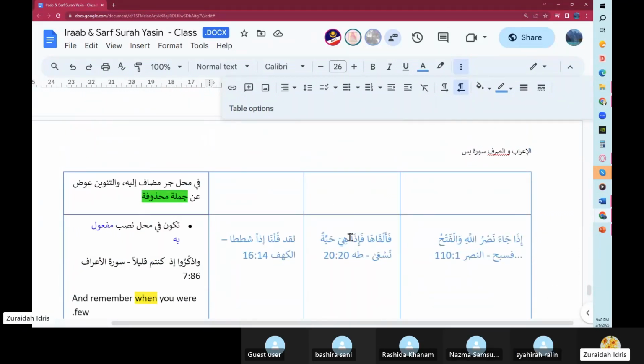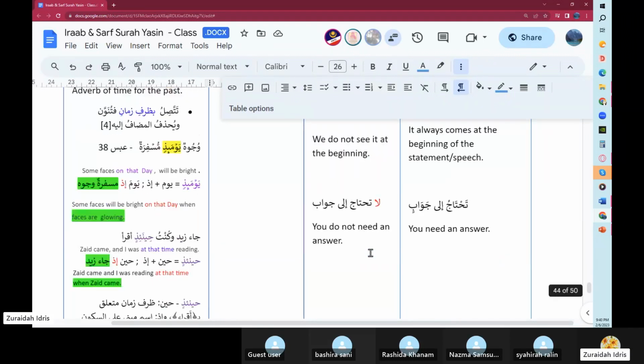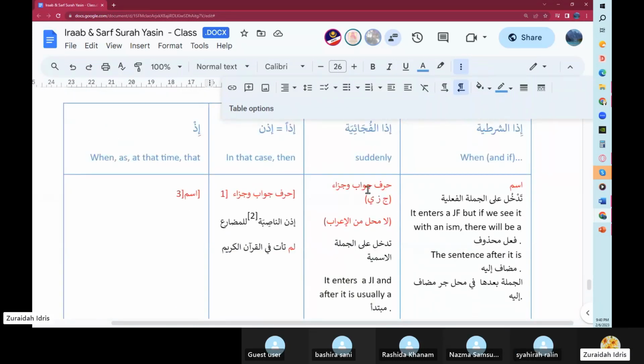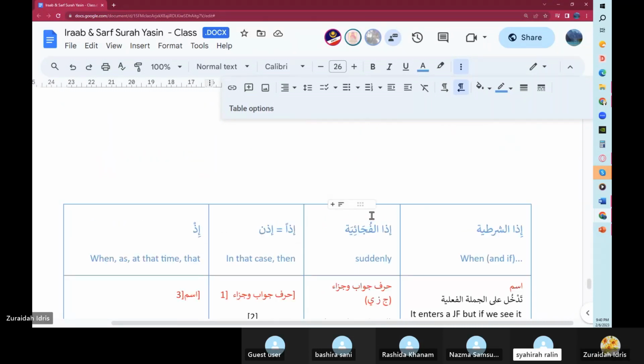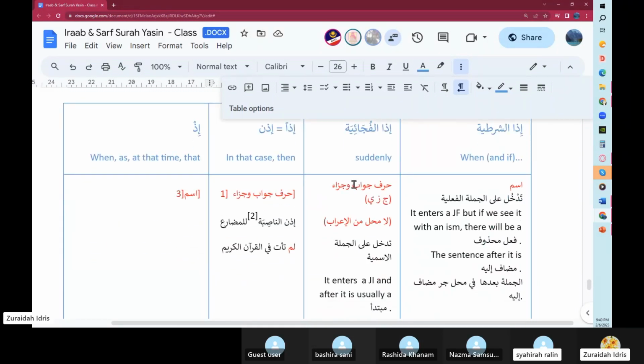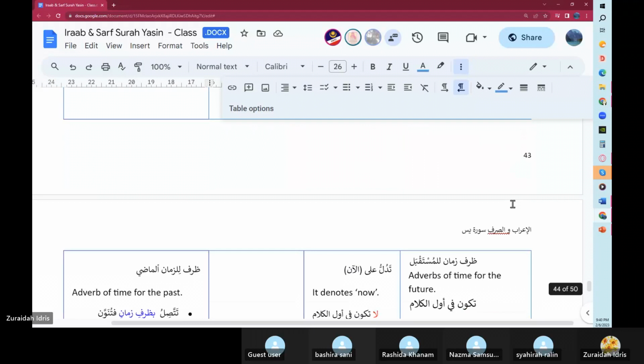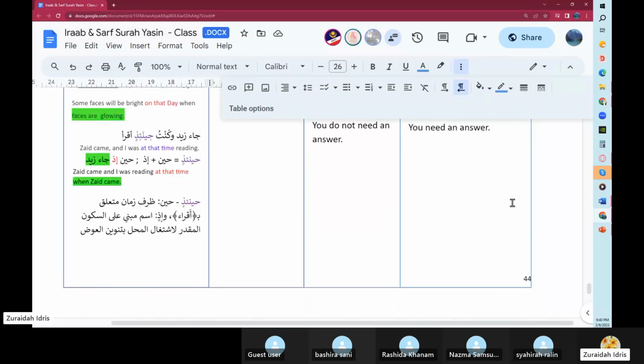And it's usually in the middle of a sentence as a result of something. The fa here shows the result. So that's why we call it harf jaza as well. So the Iza of shart will be in front of the sentence. The shartiyah will come at the beginning of the shart, the beginning of the condition. All right. Let me check that.